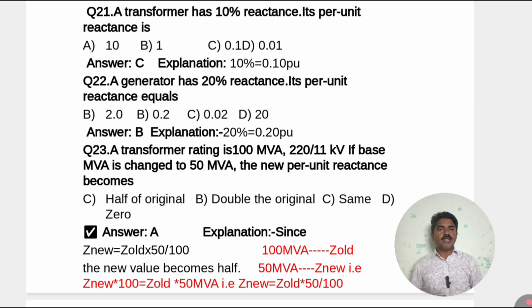23rd. A transformer rating is 100 MVA, 220 by 11 kV voltages. If base MVA is changed to 50 MVA, the new per unit reactance becomes. మనం ఇచ్చిన డేటా ప్రకారము 100 MVకి వచ్చేసి Z old అనుకుంటే 50 MVకి వచ్చేసి Z new అనుకుంటే, క్రాస్ మల్టిప్లికేషన్ చేస్తే Z new is equal to Z old into 50 MVA by 100. Finally, answer is half of the original value.